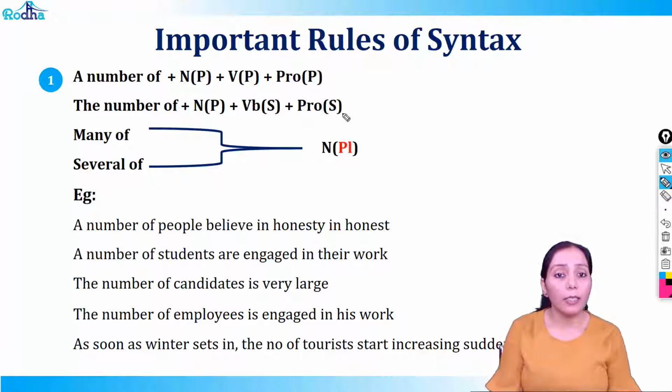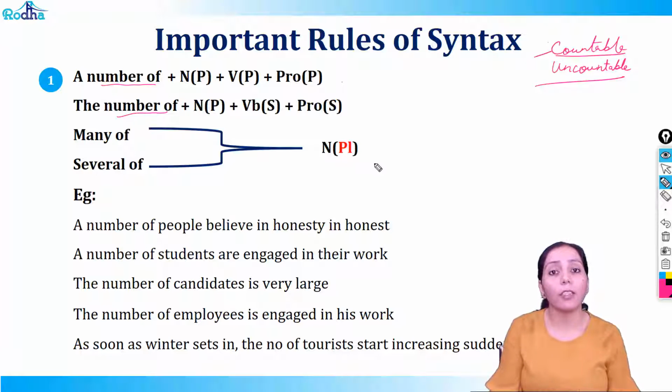How to learn this rule? First of all, we can see one thing in common, that is a number of and the number of. That means we are talking about countable and uncountable nouns. Now, before we go to this rule, let's move to countable and uncountable nouns also, because it will help you in the whole syntax chapter. Now, what are uncountable and countable?